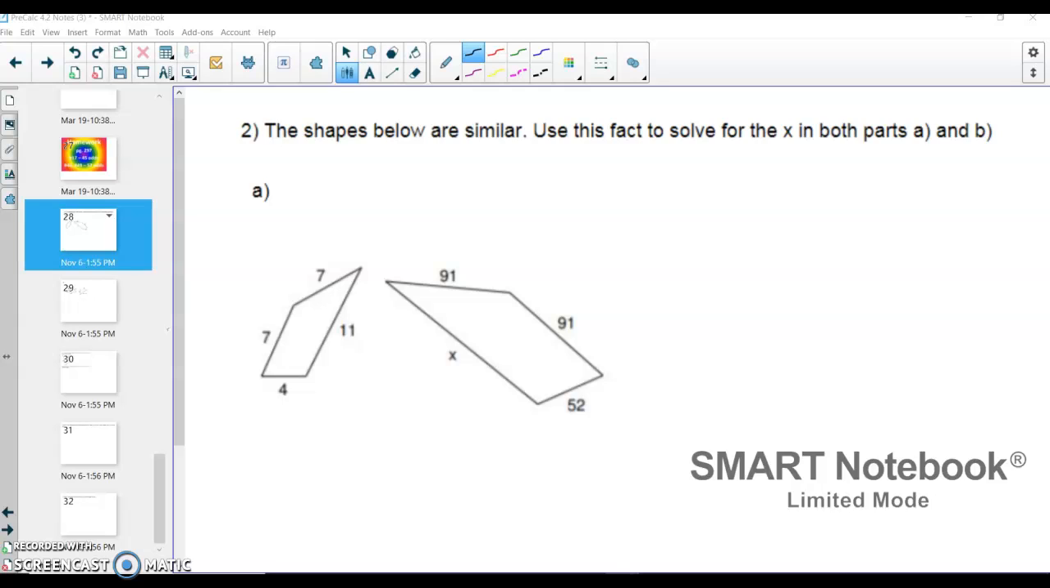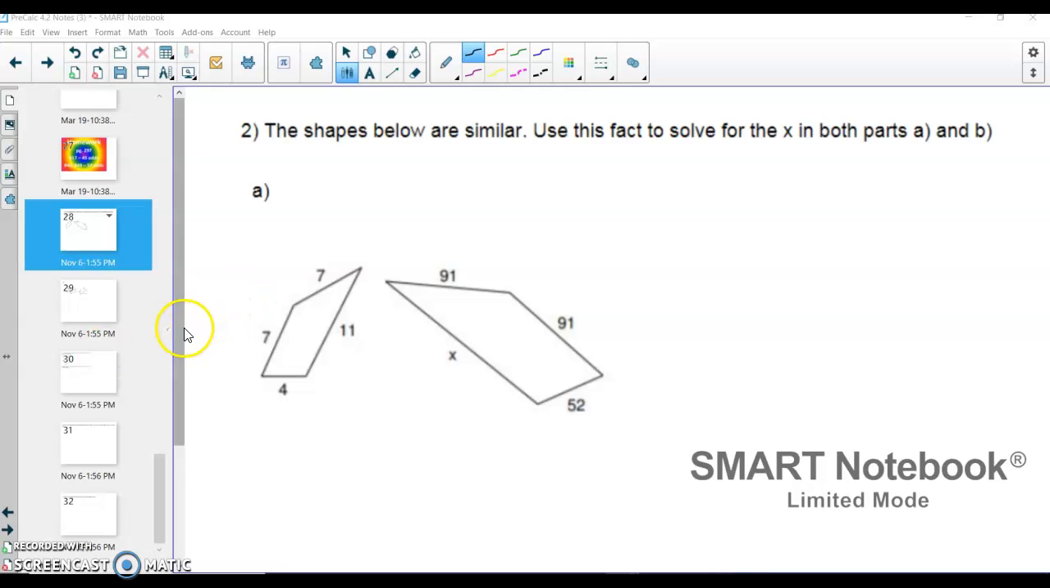All right, here is a video for problems 2 and 4 on our chapter 3 review. And so in problem 2 here, what we're going to do is use the fact that these shapes are similar to set up equivalent ratios and solve for a missing variable.